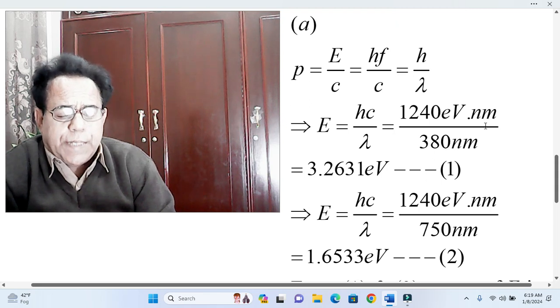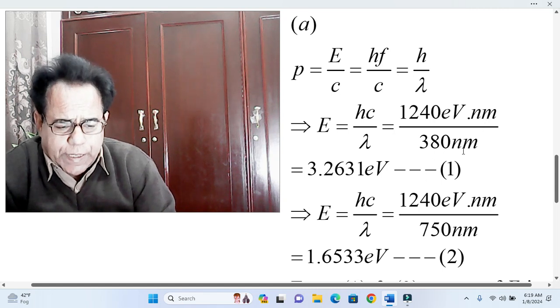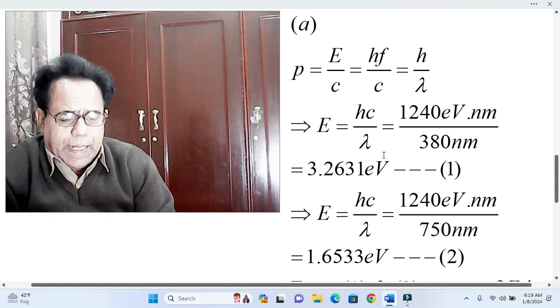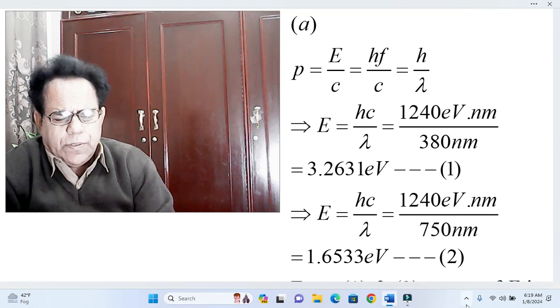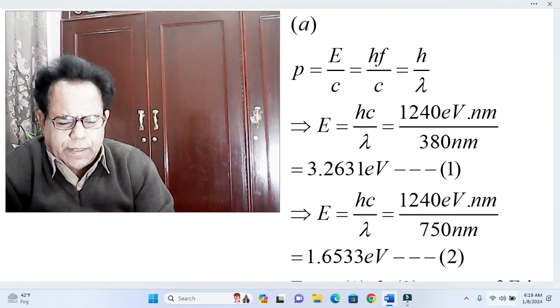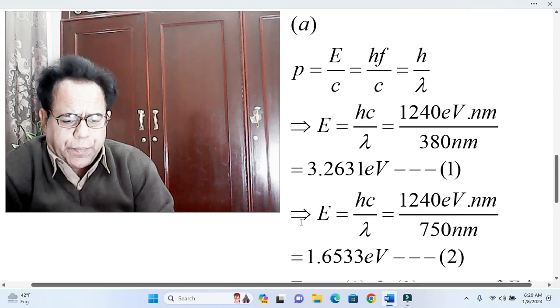Moreover, meter will be cancelled with meter. Okay, nanometer will be cancelled with nanometer, and hence our E will become equal to 3.2631 electron volt. We give equation number 1 to this result. Okay, now again we come to this E equal to hc over lambda.